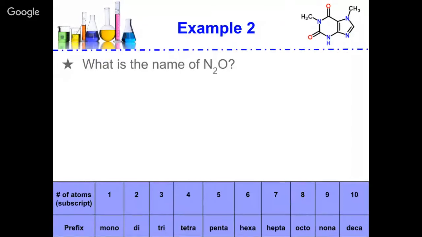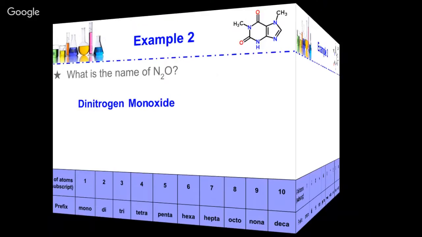Let's look at another example. So what about this one? We have N2, so that's di, because there's 2, nitrogen. And then the next part is going to be oxide, and there's mono, oxide. So dinitrogen monoxide is how we're going to write that. When you have 2 vowels next to each other, you're going to drop the double vowel, and we're going to get more practice with that as we go through some more examples.